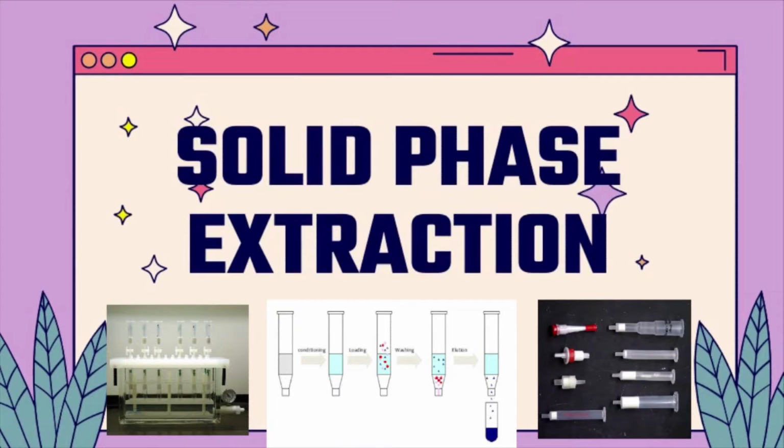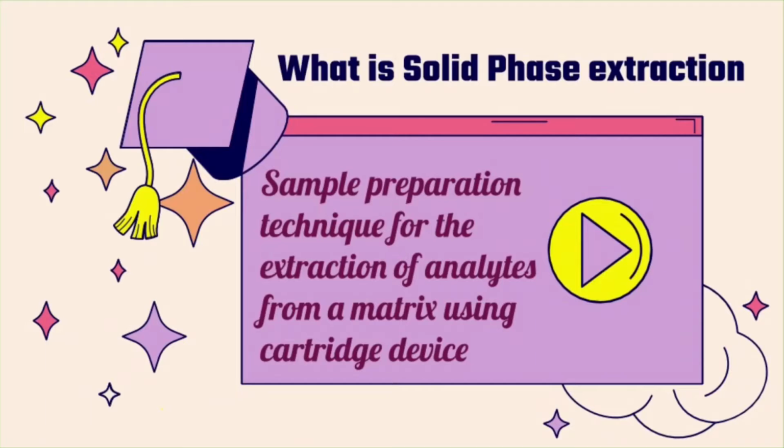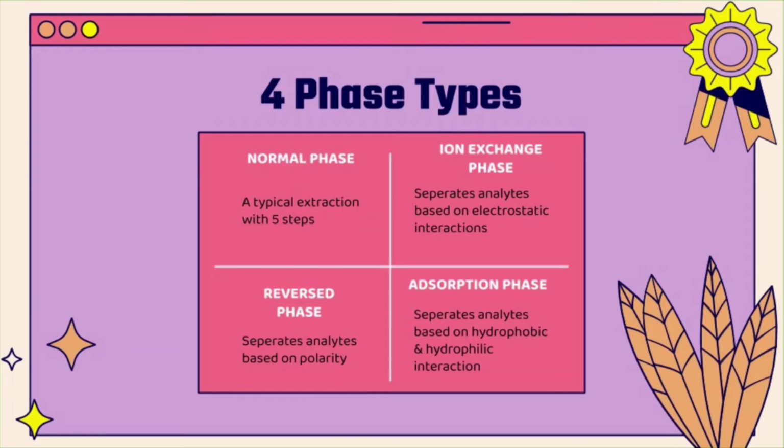Next is solid phase extraction. Solid phase extraction is a sample preparation technique for the extraction of analytes from a matrix using a cartridge device. There are 4 phase types, which are normal phase, reverse phase, ion exchange phase, and adsorption phase.